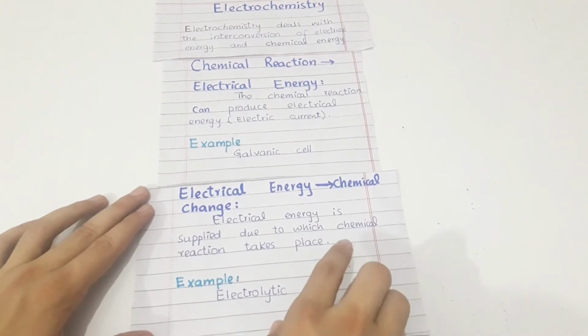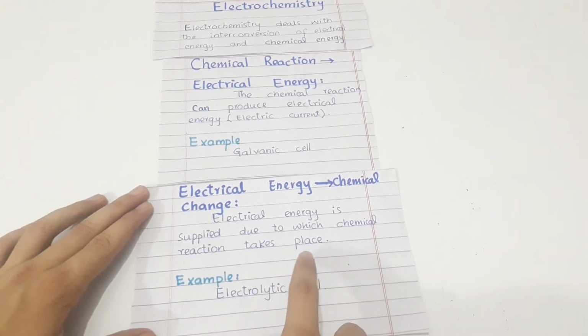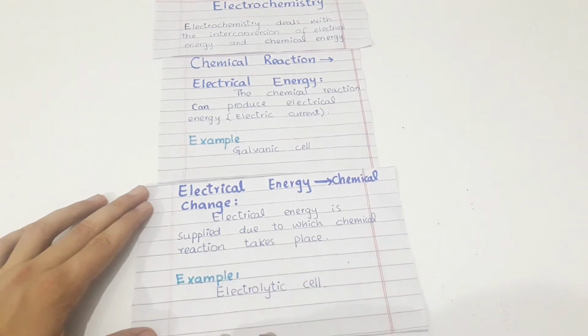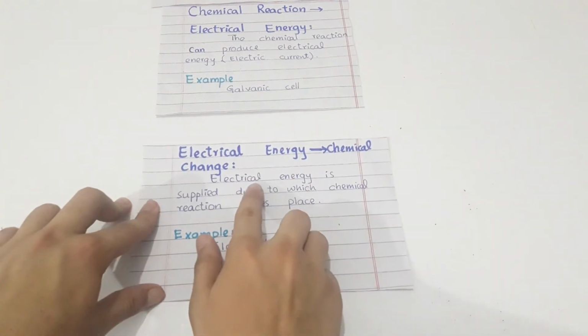The second one is that electricity can make chemical reactions happen that will never happen without electricity. We will look at an example of both of these situations. First of all, what electricity is.